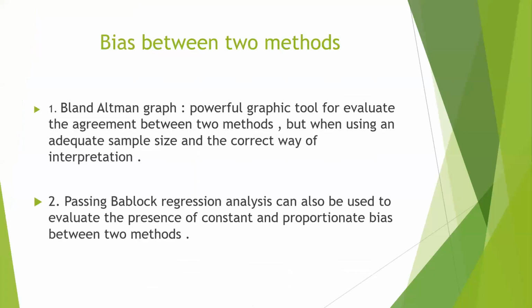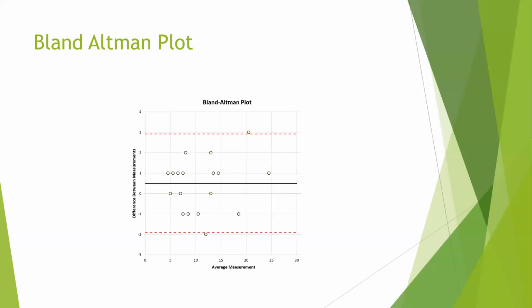Now, there are two other ways of comparing two methods. The Bland-Altman graph is a very powerful graphic tool to evaluate the agreement between two methods, but you have to have the correct way of interpretation and an adequate sample size. The other one is Passing-Bablok regression, which can be used to evaluate the presence of constant and proportionate bias between the two methods. The Bland-Altman plot looks like this. On the x-axis, we have the average measurement, and on the y-axis, we have the difference between the measurements.